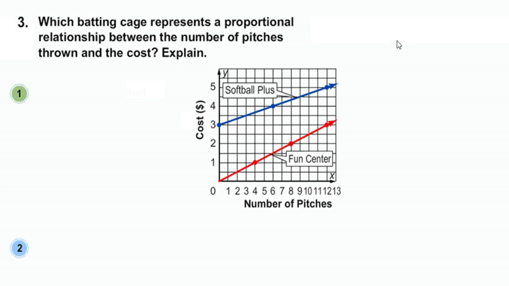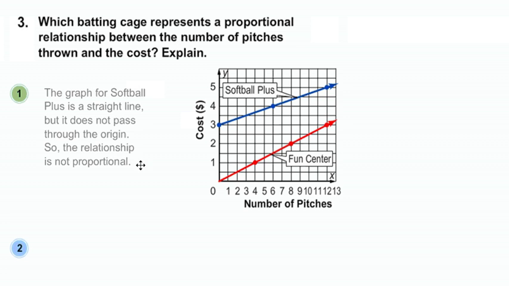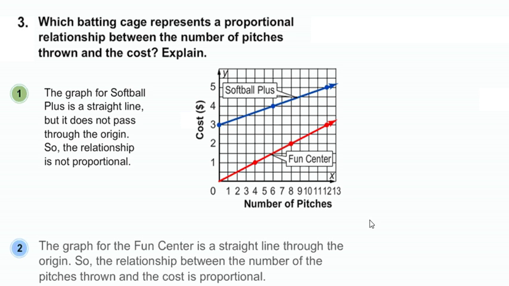Lastly, we have an example that says, which batting cage represents a proportional relationship between the number of pitches thrown and the cost? So the two things we're comparing are x, the number of pitches, and y, the cost. Okay, notice they both go in a straight line. However, the graph for Softball Plus is a straight line, that's our blue one right here, but it doesn't pass through the origin, which is down here, so the relationship is not proportional. But we know the graph for the Fun Center is a straight line through the origin, so the relationship between the number of pitches thrown and the cost is proportional.